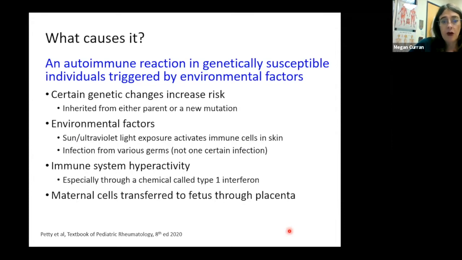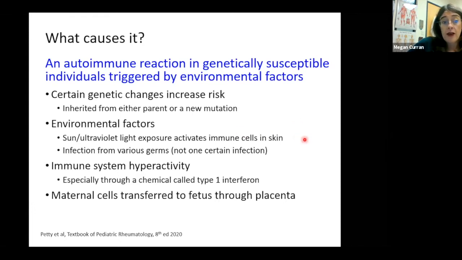That kind of breaks down why this happens, and it's certainly very, very complicated. There are different changes in various genes that can increase a patient's risk of developing an autoimmune disease. So you can think of genes as the pathways to tell the immune system to turn on or turn off. And genes are inherited from either parent, or they can be a new mutation when an embryo is formed.